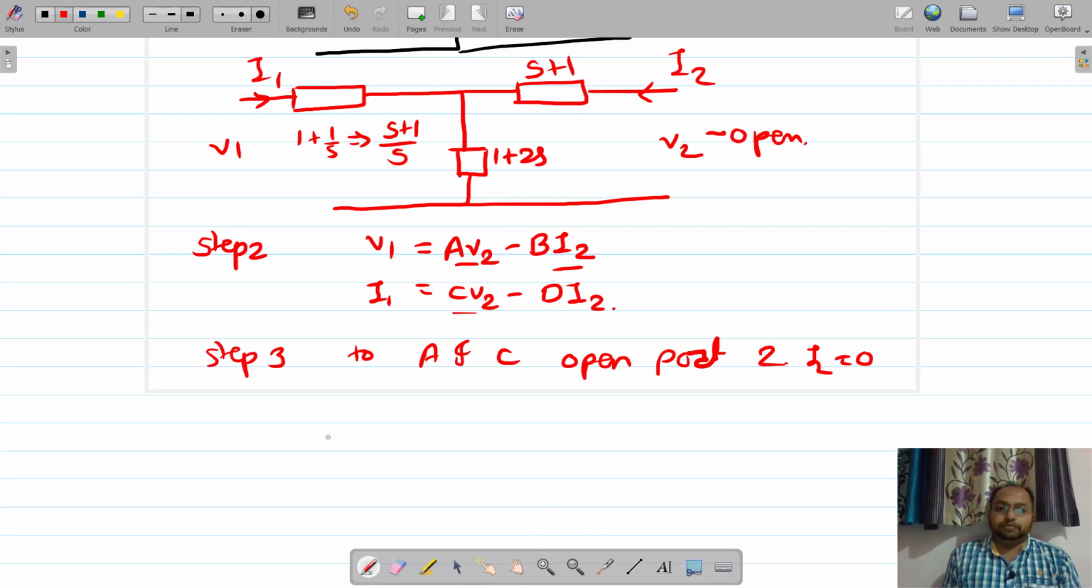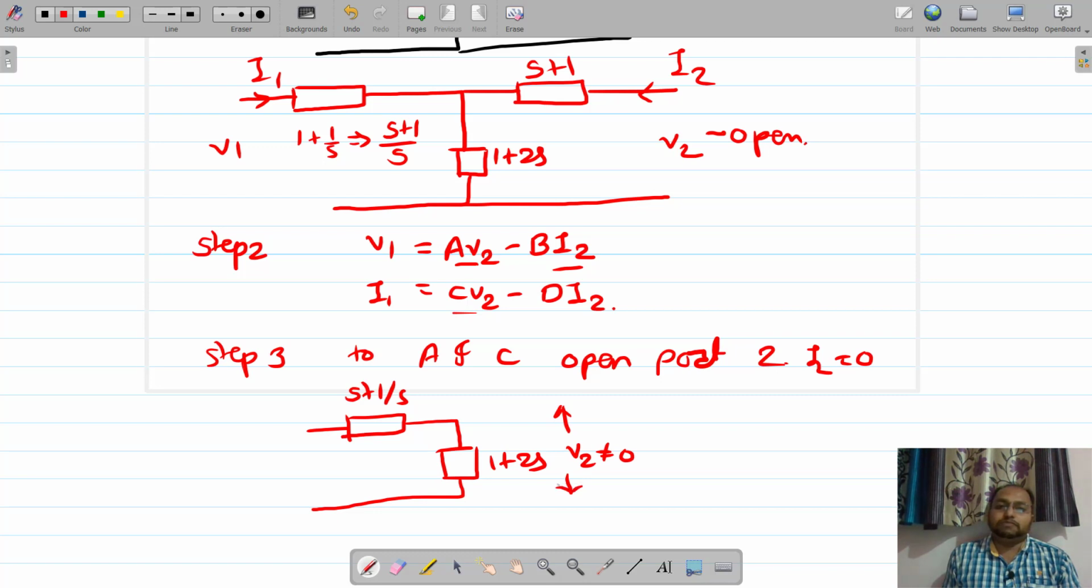Therefore the circuit will consist of only these two impedances. Fine, so s plus 1 divided by s, and this one is nothing but 1 plus 2s. That's it. Though we have made I2 equal to 0, V2 will not become 0, right? V2 is the drop across this one, 1 plus 2s.